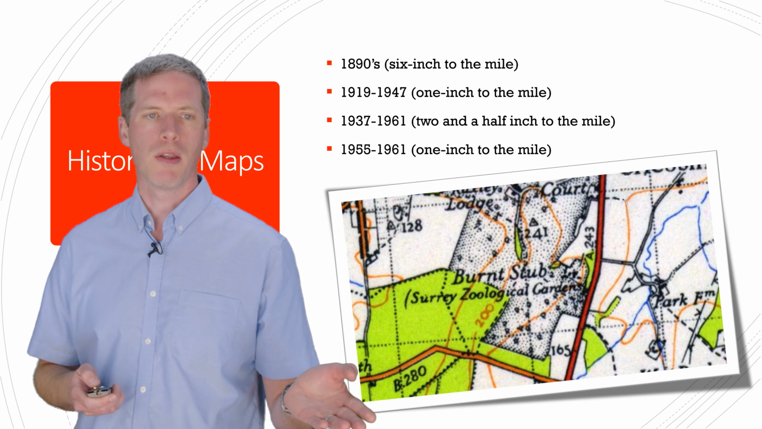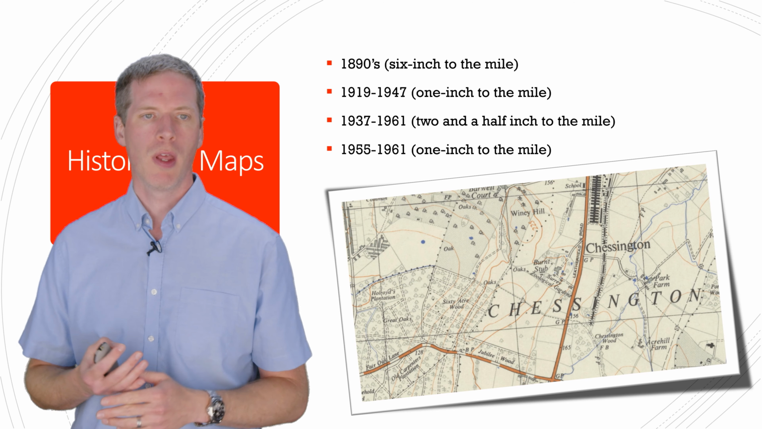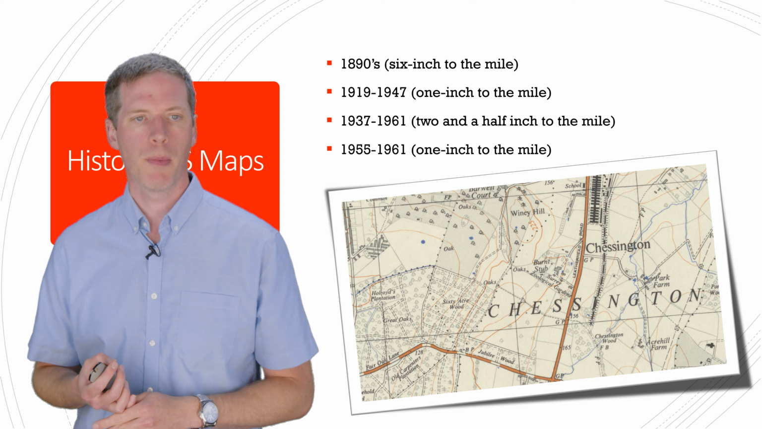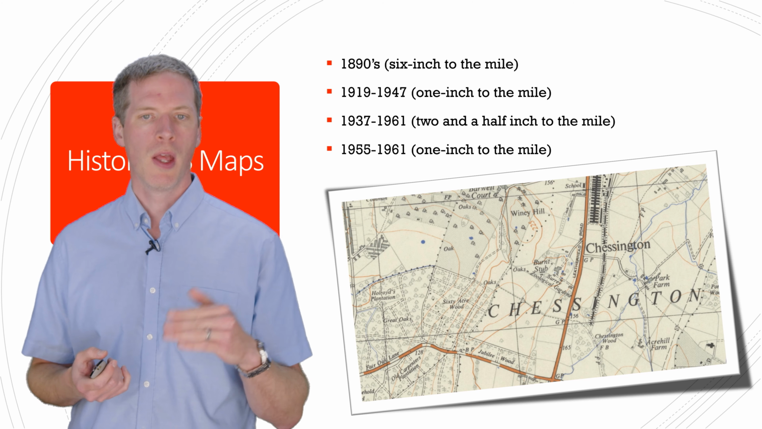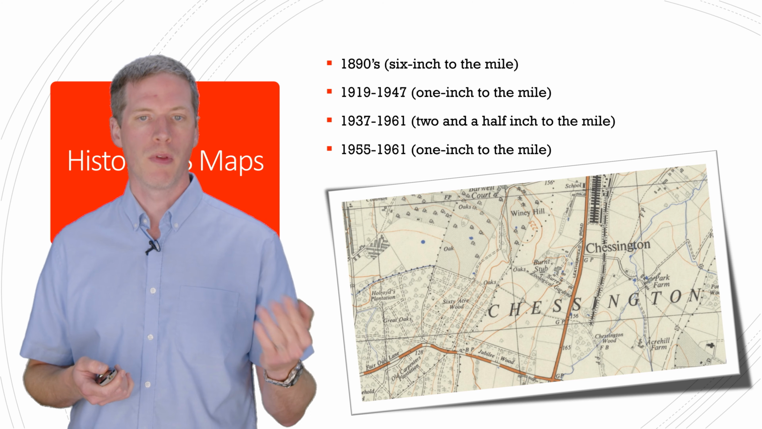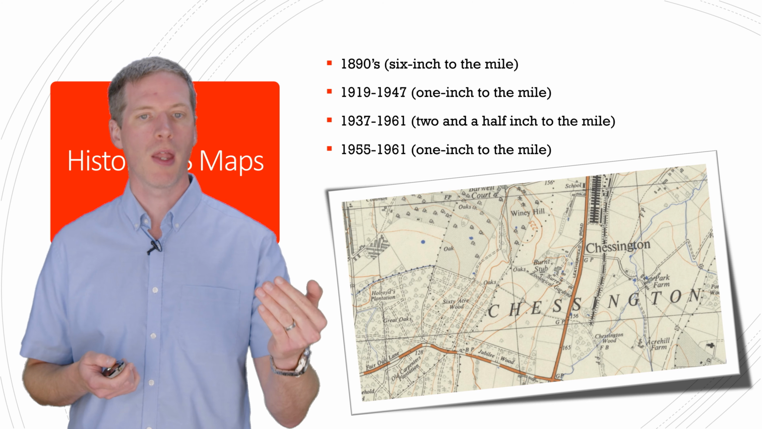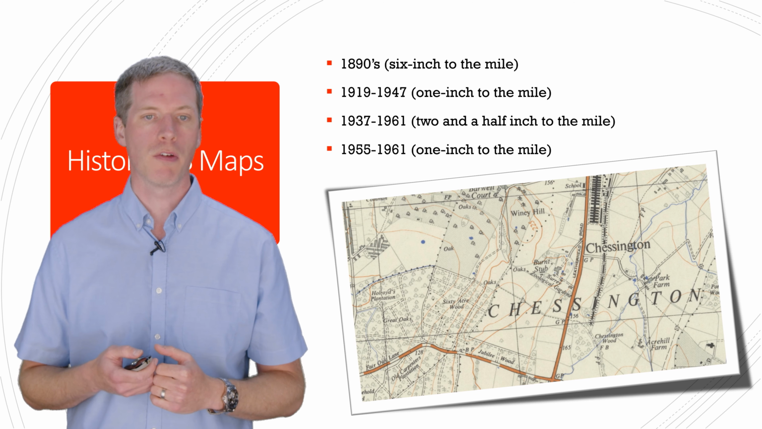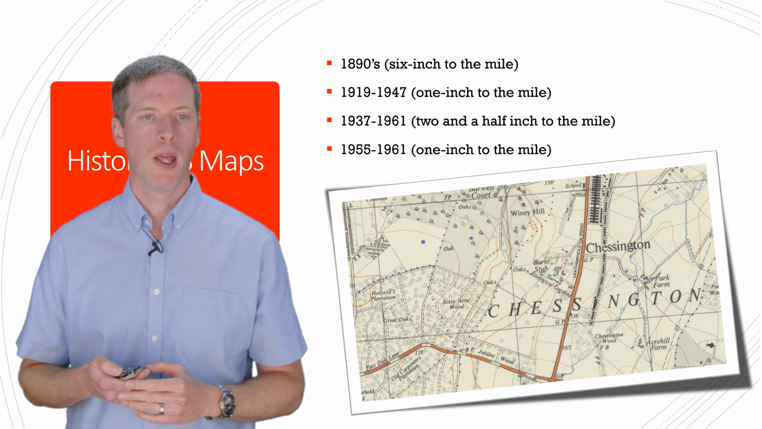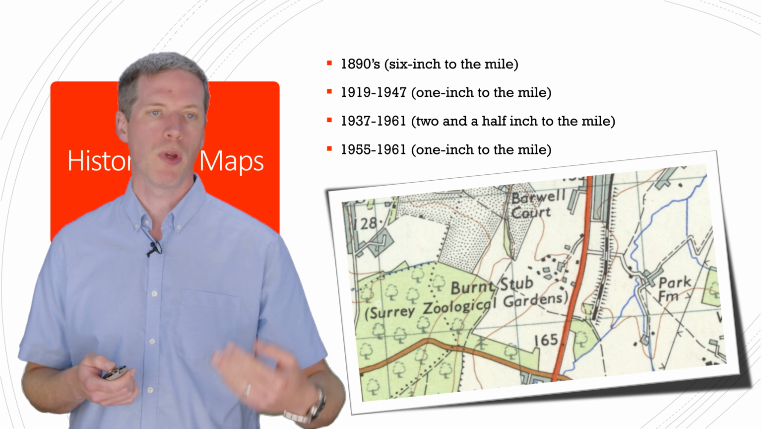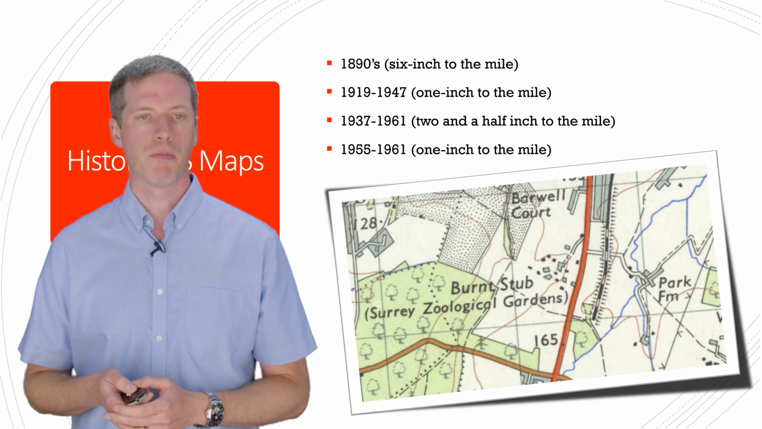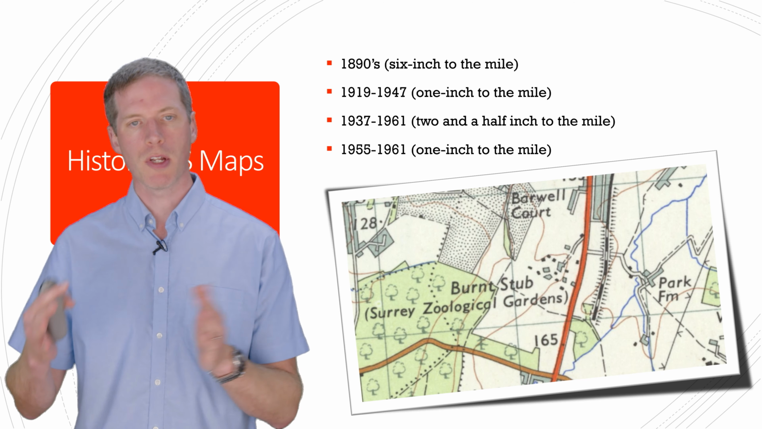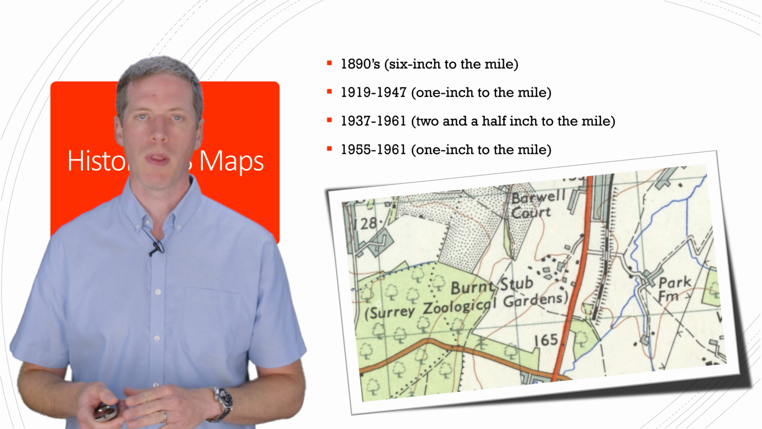We then have the 1930s to 60s. That is a 2.5 inch to the mile. And you can see when, in 1931, the Zoological Gardens opens, and then they bring their branch line down. So the railway is built down to Chessington in 1939. And then finally we have a 1955 to 1961 range of maps as well. So you can see how an area changes over time using those.